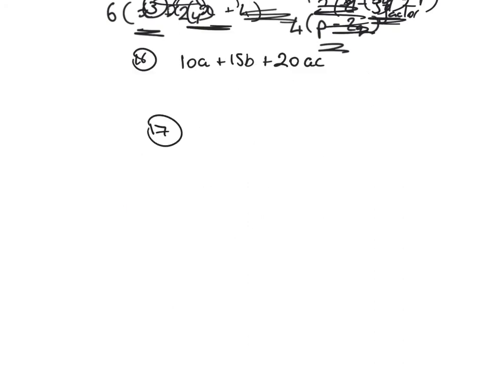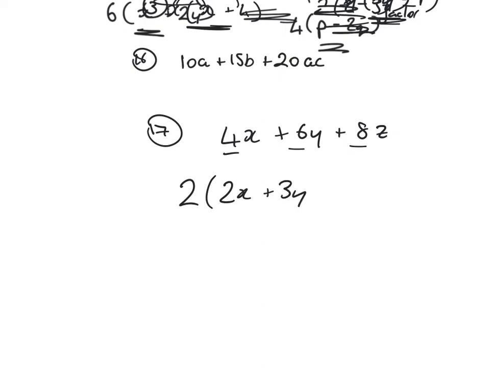Okay, example 17: 4x plus 6y plus 8z. From 4, 6 and 8, the highest common factor is 2. 2 times what gives me 4x? That's 2x. 2 times what gives me 6y? That's 3y. 2 times what gives me 8z? That's 4z. 2 bracket 2x plus 3y plus 4z.